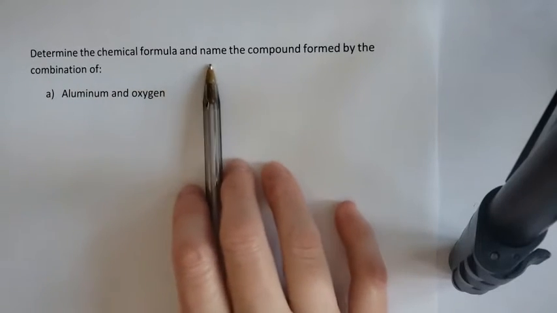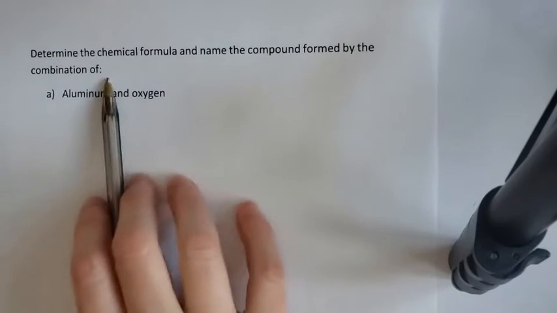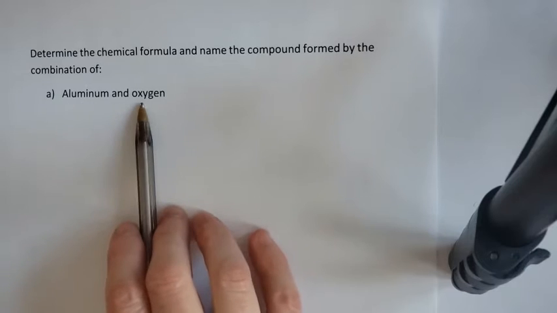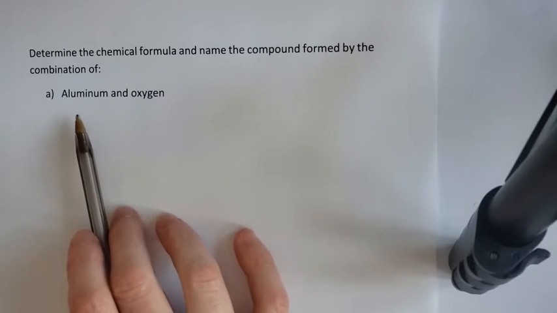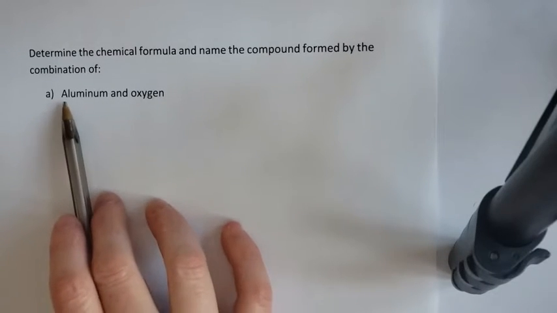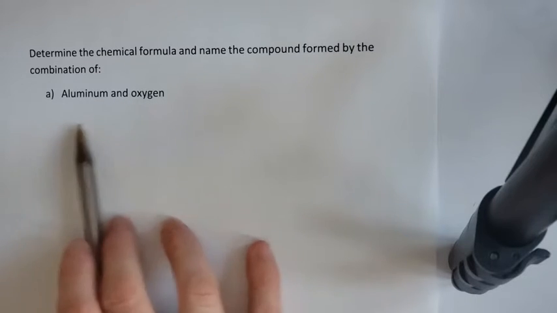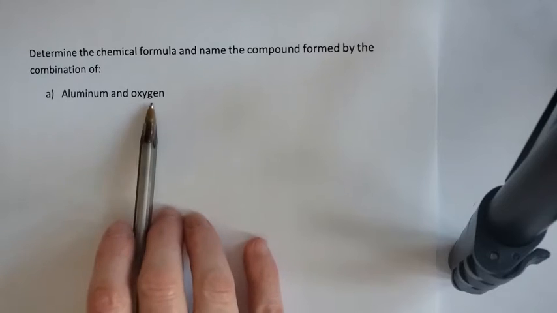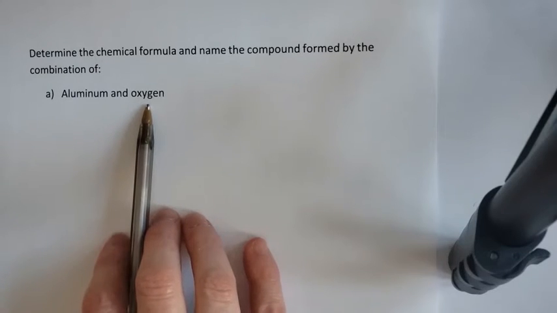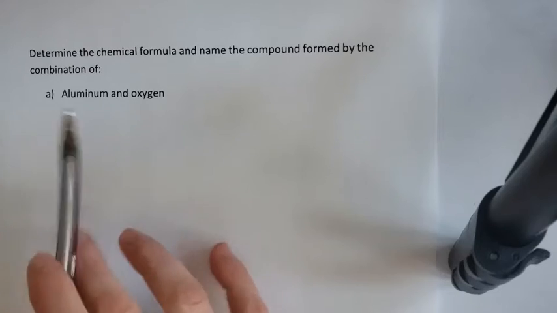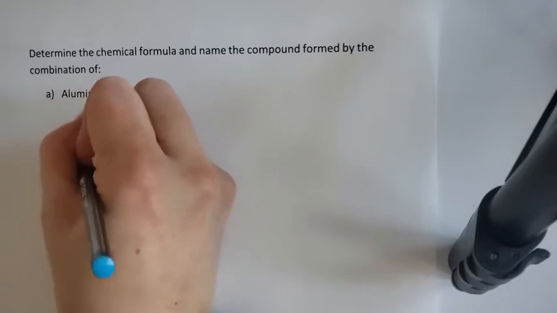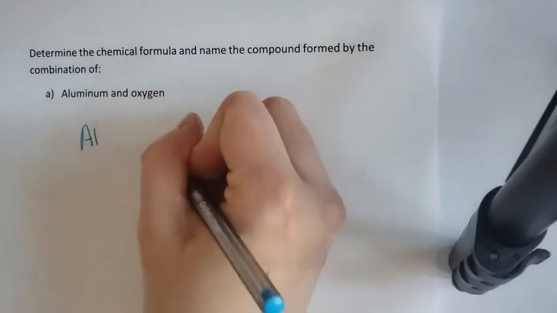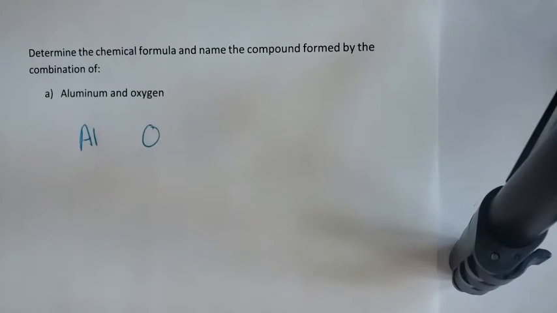Determine the chemical formula and name for the compound formed by the combination of aluminum and oxygen. Now this is going to be an ionic compound because I have a metal and a non-metal. The metals tend to give up electrons and the non-metals gain electrons. So when we looked at our steps, the first step was to write down the symbols. So I know aluminum is Al and oxygen is O.